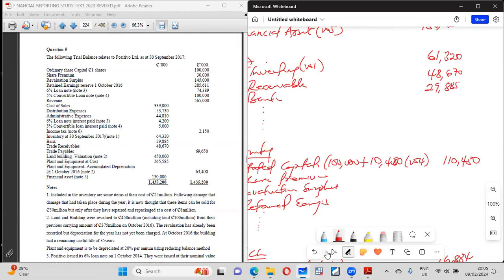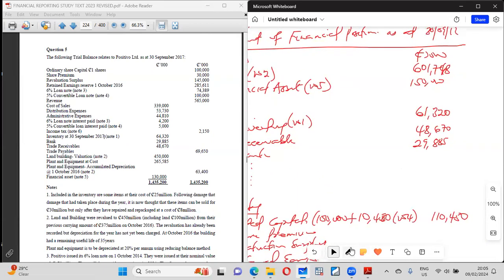If I have finished doing this part, I can add it up fast, and so I'm about to see my balancing figure. So I have 601,748 plus 150,000 plus 61,320 plus 48,670 plus 29,885. I have 891,623. Yeah, that is what I have.